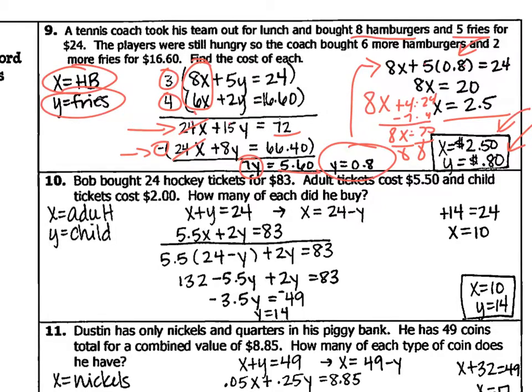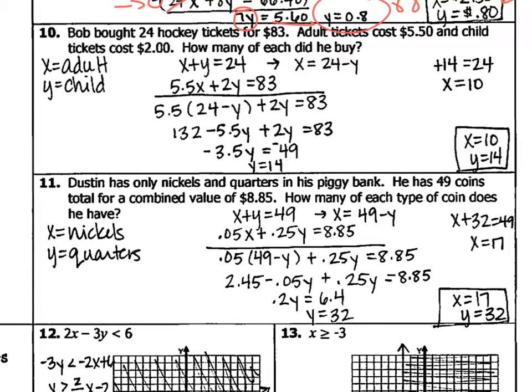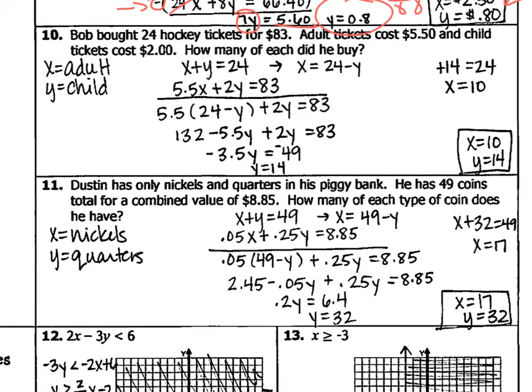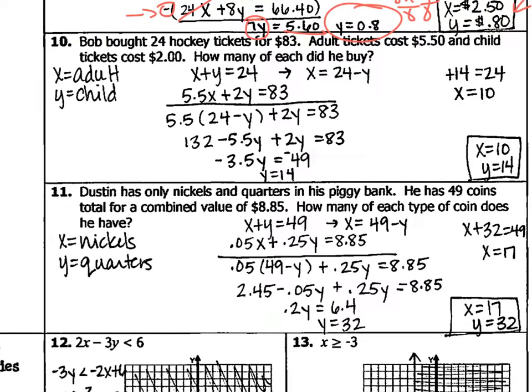I'm not going to go over all of these, but look at number 10, hockey tickets. So you have adult tickets and you buy child tickets. So x plus y adds up to 24 total tickets. All right, that's this right here. And then if it's $5.50 for an adult ticket and $2 for a child ticket, you're spending $83. So there's your total dollars. So remember, money, money, money, and total on the top.